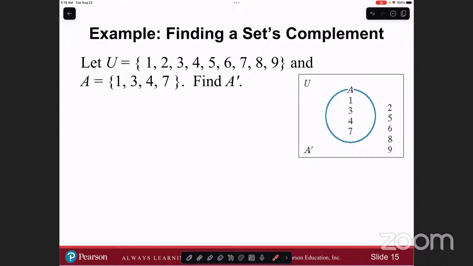So let the universal set be the counting numbers from 1 to 9, and let A be the set 1, 3, 4, 7. Find A complement. Okay, so A is 1, 3, 4, 7, and the universal set is the counting numbers from 1 to 9. So then A complement, or A prime, is going to be the set, and you can clearly see in the image to the right, 2, 5, 6, 8, and 9.